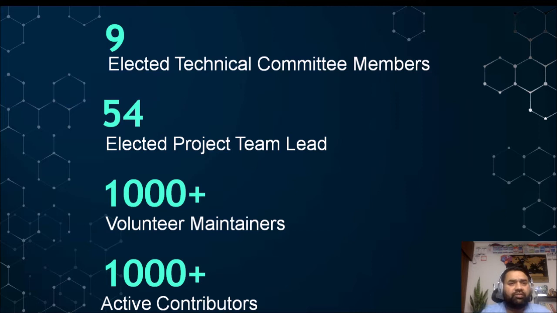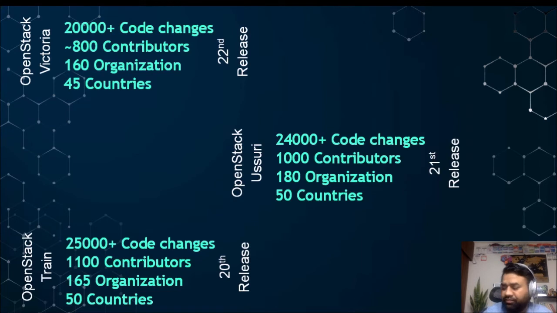So we have these 2 leadership models ready. It's up to the project, they can adopt the PTL model, or they can go for the distributed project leadership model. In the current scenario, we have 1,000 plus maintainers and 1,000 plus active contributors. I'll be showing a few stats in the next slide for the last 3 releases. We are having an average of 1,000 plus active contributors, which is still a huge number. So these are the current numbers from the recent releases, and I have captured the 3 release data here.